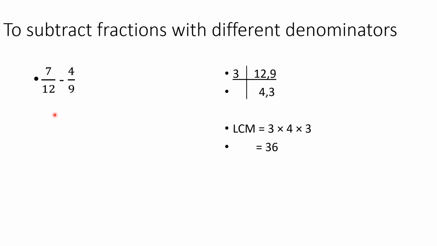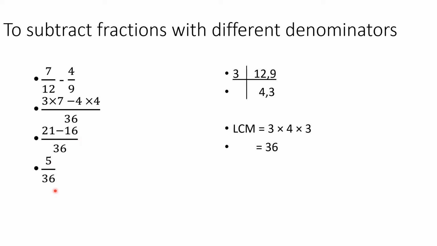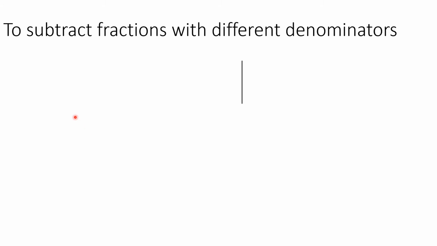So we will write 36 as the denominator here and we will divide 36 by 12. 12 threes are 36. Multiply by 7, minus 9 fours are 36. Multiply by 4. 3 sevens are 21 minus 4 fours are 16, by 36. Now 21 minus 16 equals 5 by 36. So it is our difference of these two fractions.